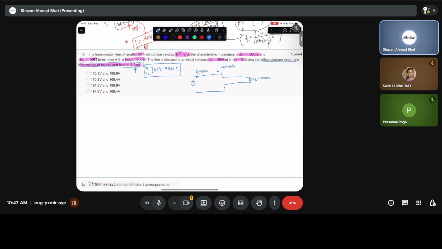And then you have a source, which is sort of a DC source that is around 160 volts at time t equals to 0. And what else is given? You are also given the phase velocity, which is 10 to the power 8 meter per second.